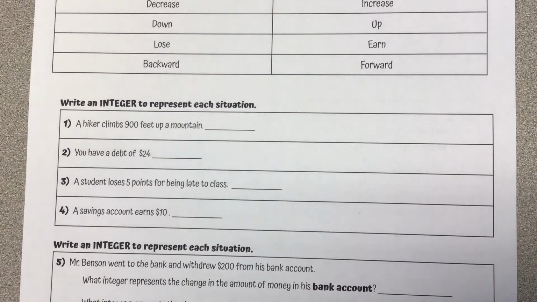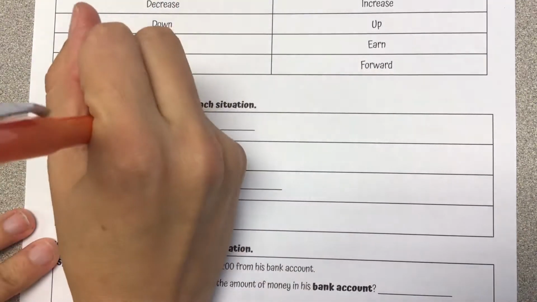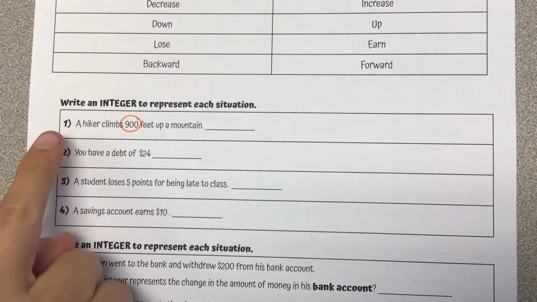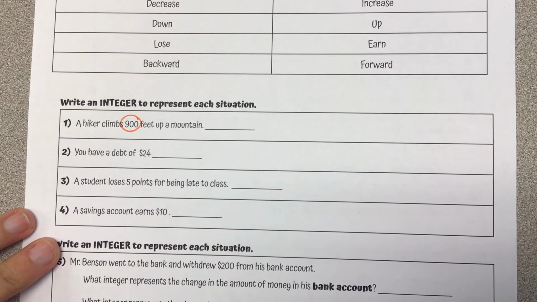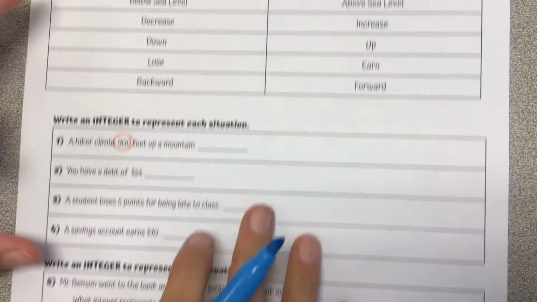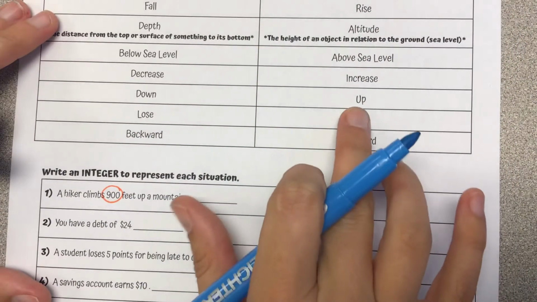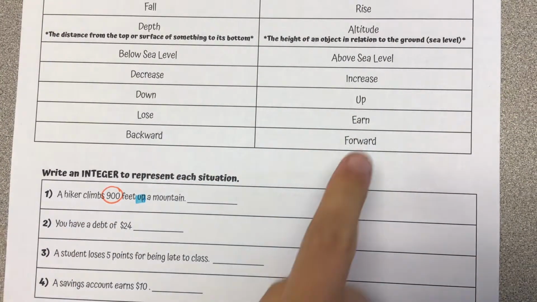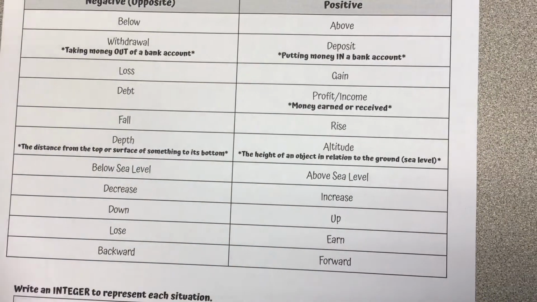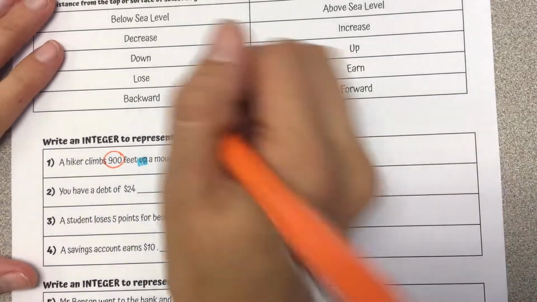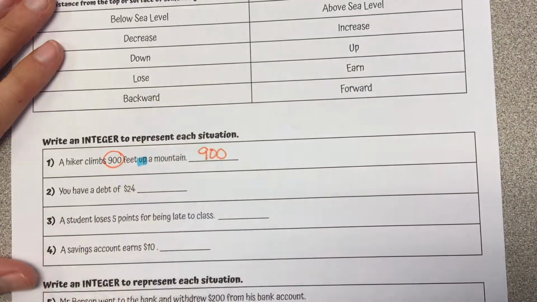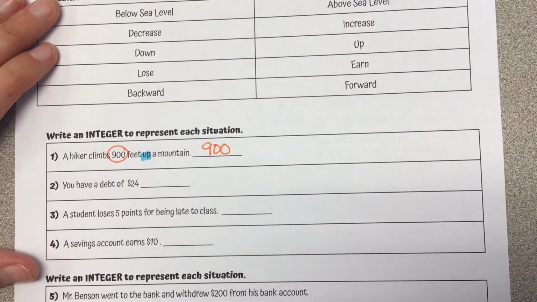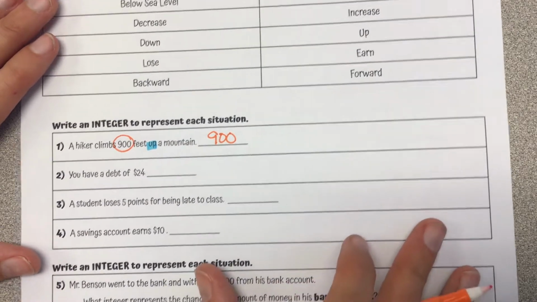So number one, a hiker climbs 900 feet up a mountain. First I'm going to circle my word, 900. Then I'm going to look for a key word. Looking at my chart, I see the word up in my sentence as well as under the positive column. So that tells me it is a positive value, so my integer is positive 900. Remember, you do not need to put a plus next to it if it's positive, only a minus for negative.